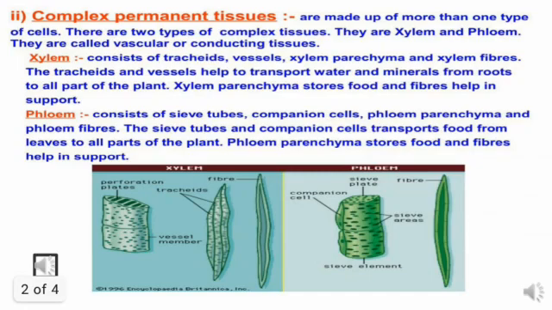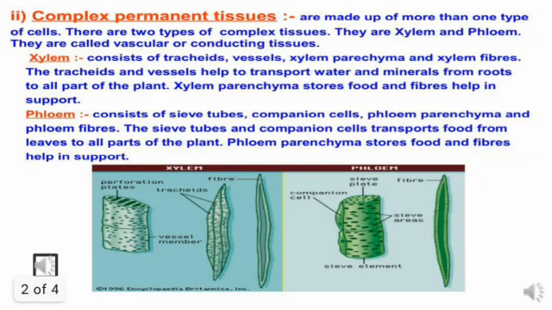They are made up of more than one type of cells. There are two types of complex tissues: xylem and phloem. They are called vascular or conducting tissues. Now first we will talk about xylem.